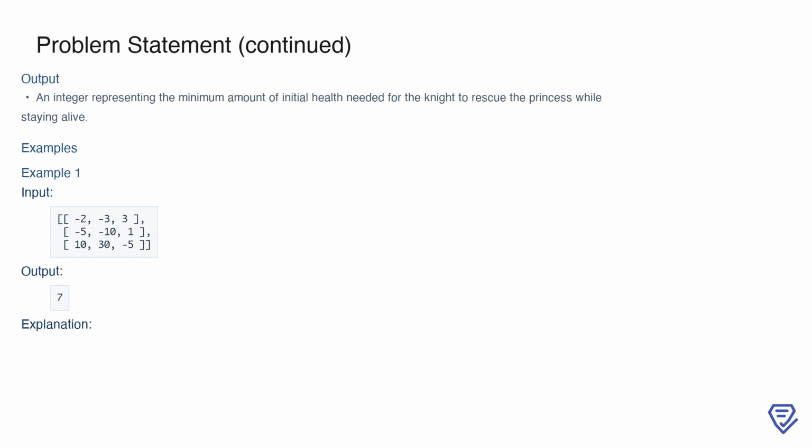Let's consider an example. For the input grid shown, where the dungeon contains values like -2, -3, and 3 in the first row, followed by -5, -10, and 1 in the second row, and finally 10, 30, and -5 in the last row, the minimum initial health required is 7. This ensures that the knight can navigate through the dungeon without his health dropping below 1 at any point.